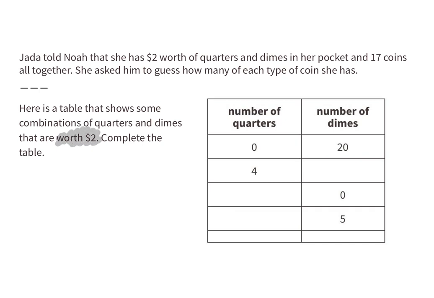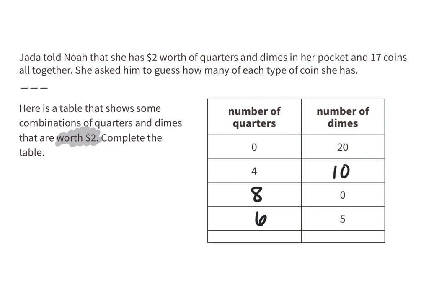Okay, so let's go ahead and fill in the blank. So when there are 0 quarters, we have 20 dimes. If again, our objective is to have $2. If there are 4 quarters, that is worth $1. So that means we would have to have 10 dimes. If we have 0 dimes, that means all $2 would have to come from our quarters, and we would need 8 of them. If there are 5 dimes, that makes 50 cents. So we need $1.50 from our quarters, which means there are 6 quarters.